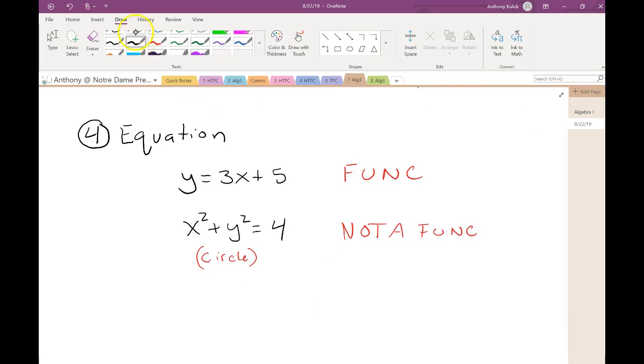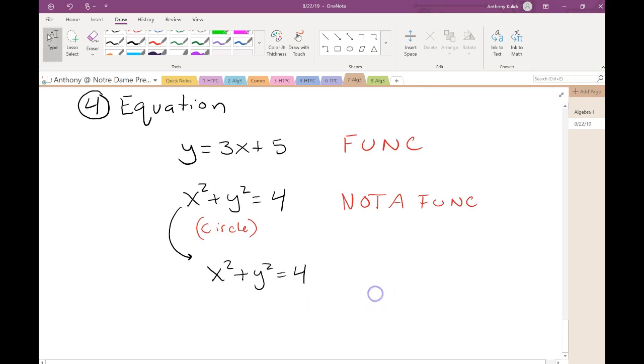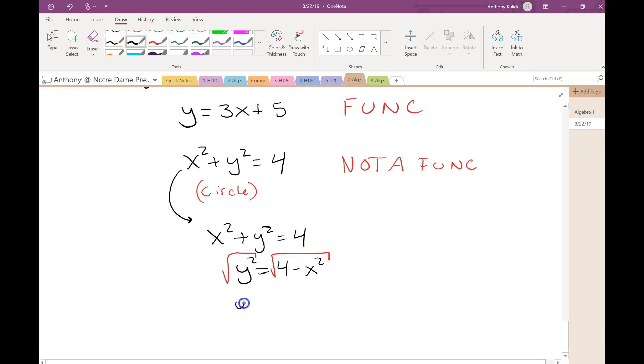Now, if you didn't recognize that as a circle, one way that we can do this is we can do a little bit of algebra here. Let's try to rearrange this to get the y by itself. If I wanted to get the y by itself, what could I do first? Subtract the x squared to the other side. Okay. And then what would I need to do? Square root both sides of my equation.